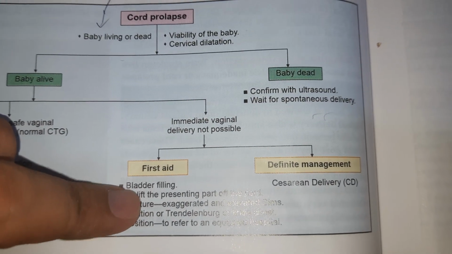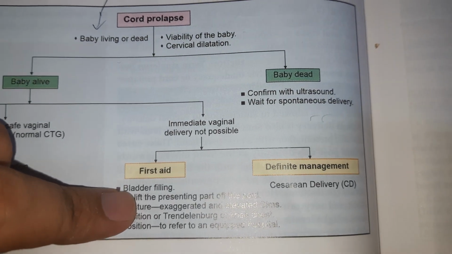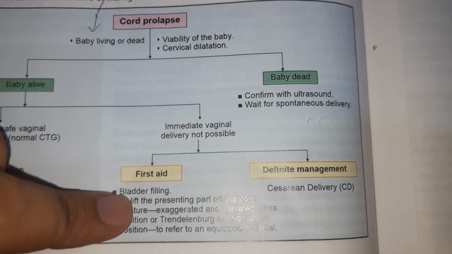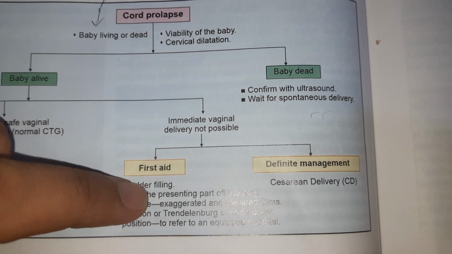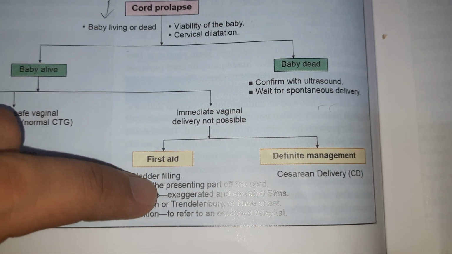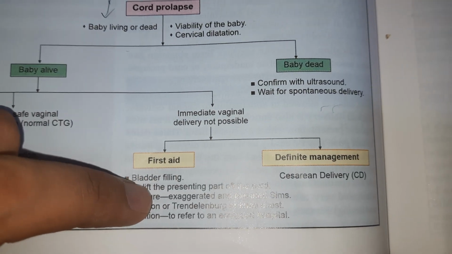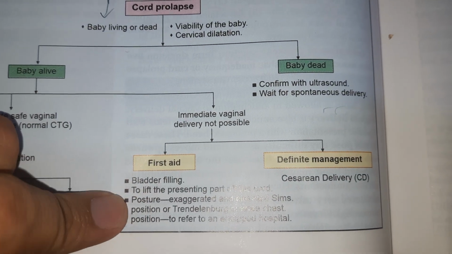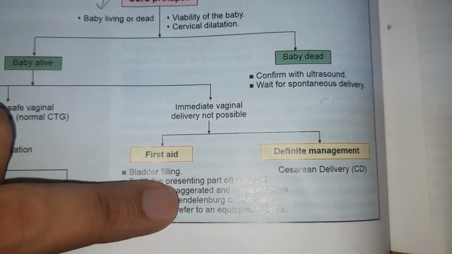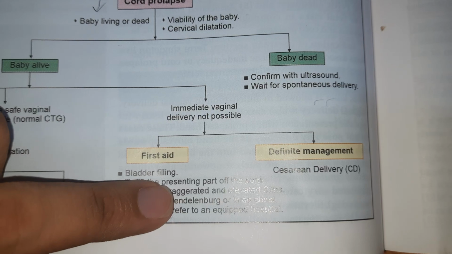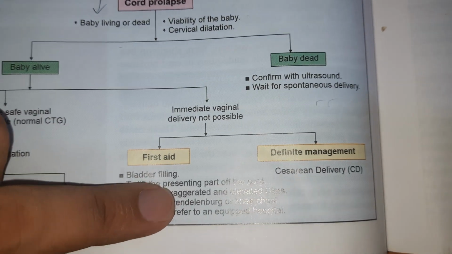The bladder is filled with 400 to 750 ml of normal saline with a Foley's catheter, the balloon is inflated and the catheter is clamped, and the bladder is emptied before cesarean delivery. We also have to lift the presenting part off the cord by a gloved finger introduced into the vagina. The finger should be kept inside the vagina till effective treatment is instituted.